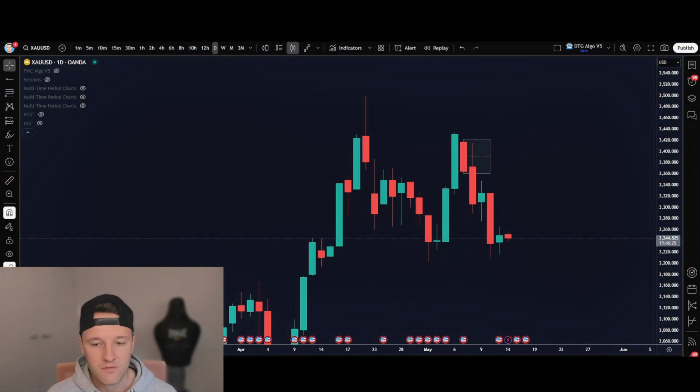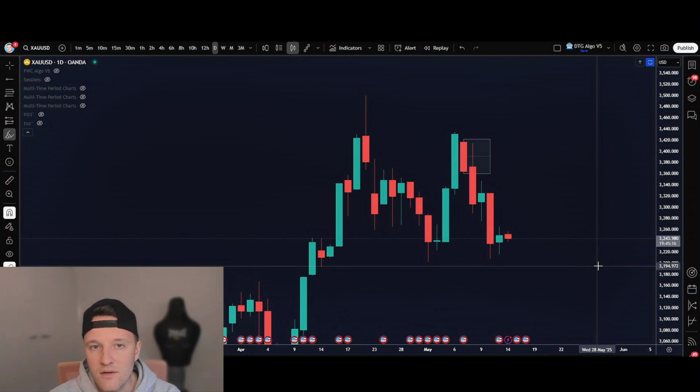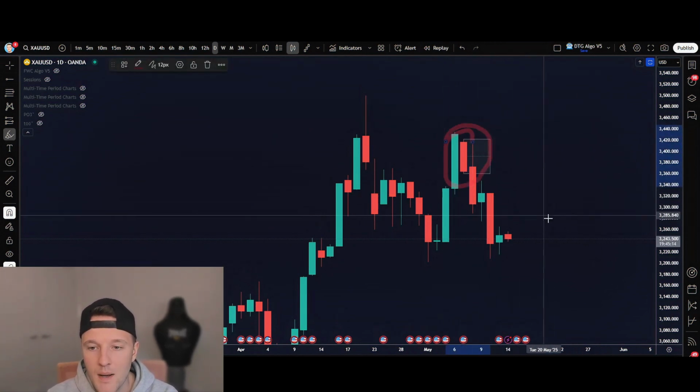Always giving out the free information and trying to help you level up in your trading using very simple price action methods, techniques, and concepts. And we're going to start on the daily time frame here with an inside bar bearish candle.